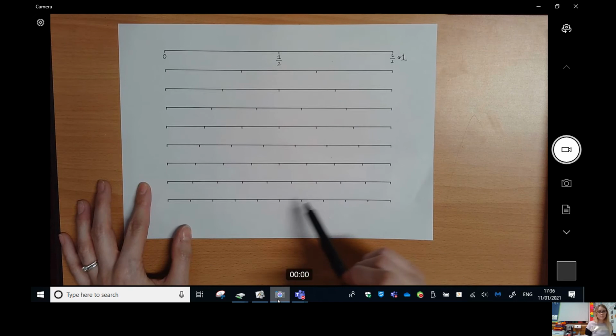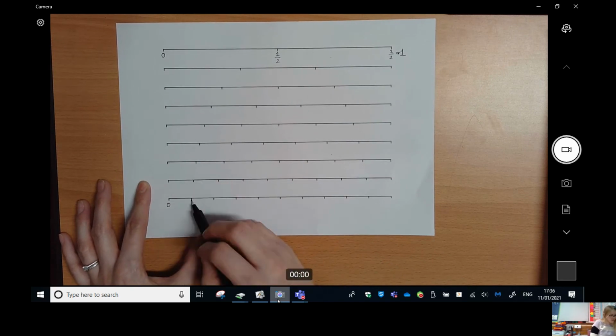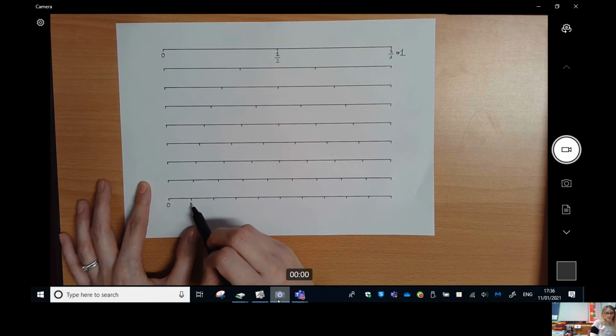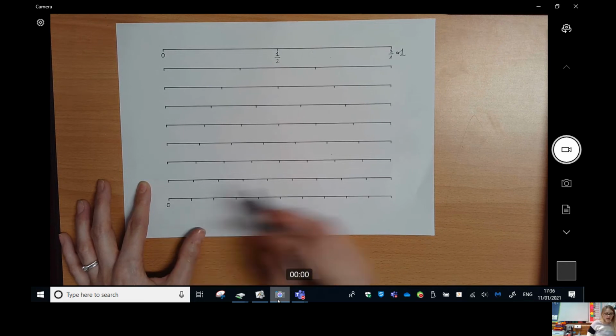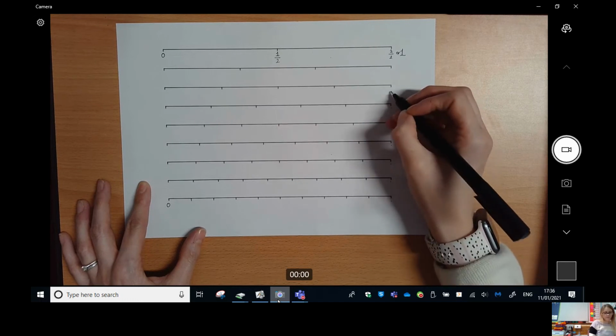Just be careful when you get to the ones with more, make sure you count them. So I'm going to label this 0, and then we need to count 1, 2, 3, and so on. So it's always the first jump is here. Okay, and then labeling every single one, and at the end, the number 1.